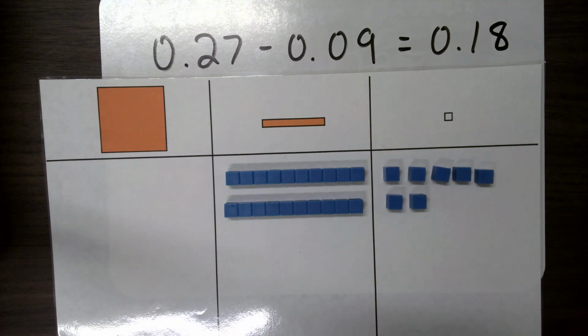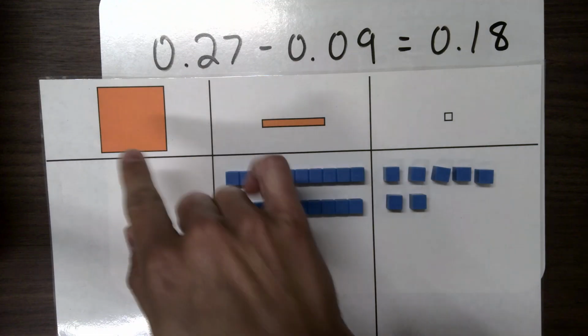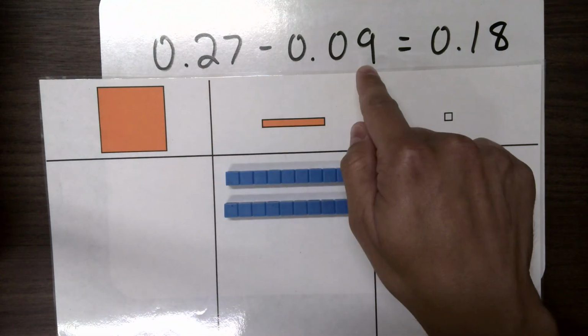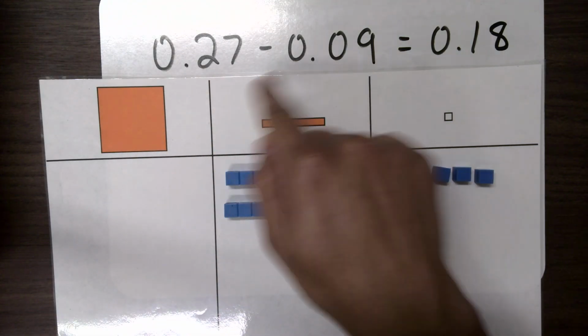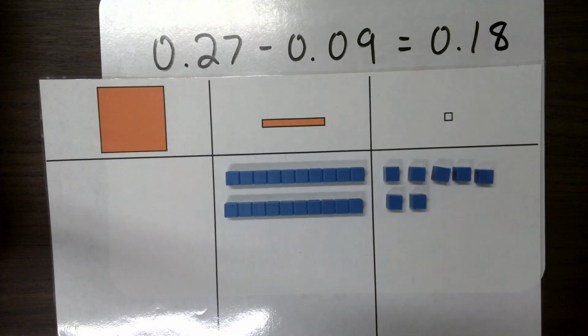In this video, we're going to discuss CRA models for decimal subtraction with like place values. So we have 27 hundredths. We want to take away 9 hundredths. So we have like place values. We're talking about hundredths for both. So we're going to show why this is 18 hundredths.